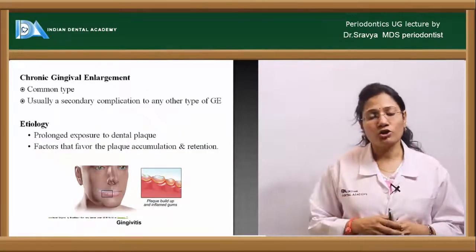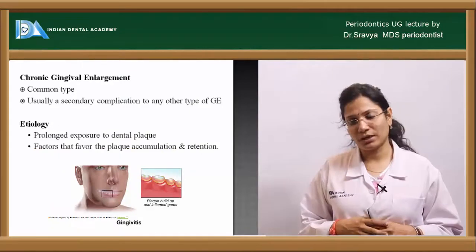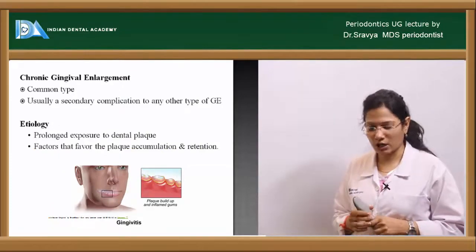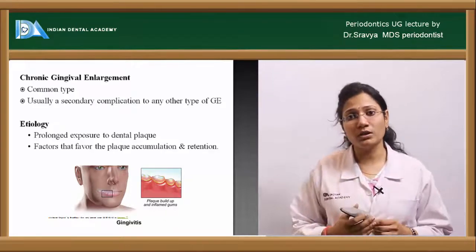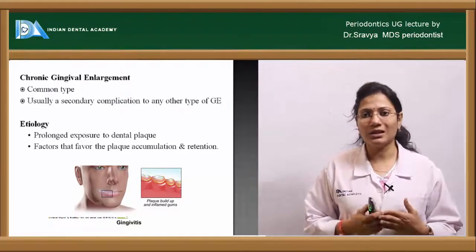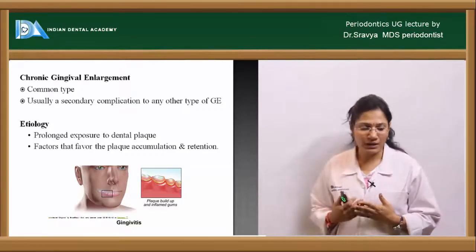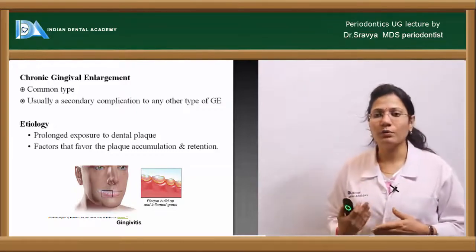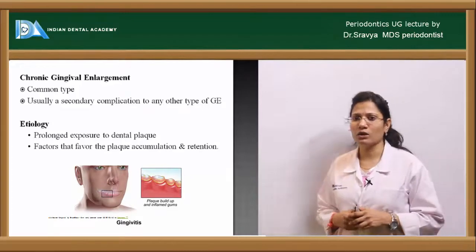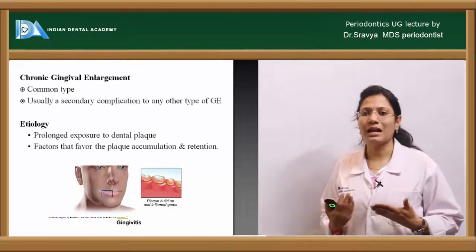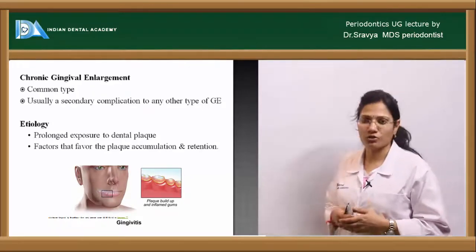Moving on to the second part of the inflammatory enlargement, that is, chronic inflammatory enlargement. We know that chronic inflammatory enlargement is one of the most common features that you see as a result of gingivitis, right? A chronic gingival inflammation will lead to what is called chronic gingivitis, and further on, the inflammation will cause an enlargement, and this is called a chronic gingival enlargement.